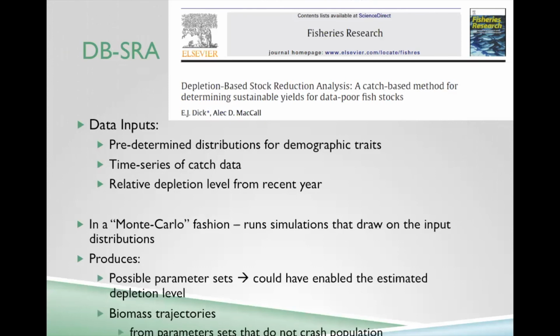Parameter sets that lead biomass trajectories to presumed unsustainable levels are removed, and frequency distributions of accepted sets are produced, so parameter estimates that do not allow the stock to crash over time. From these, management reference points can be determined.